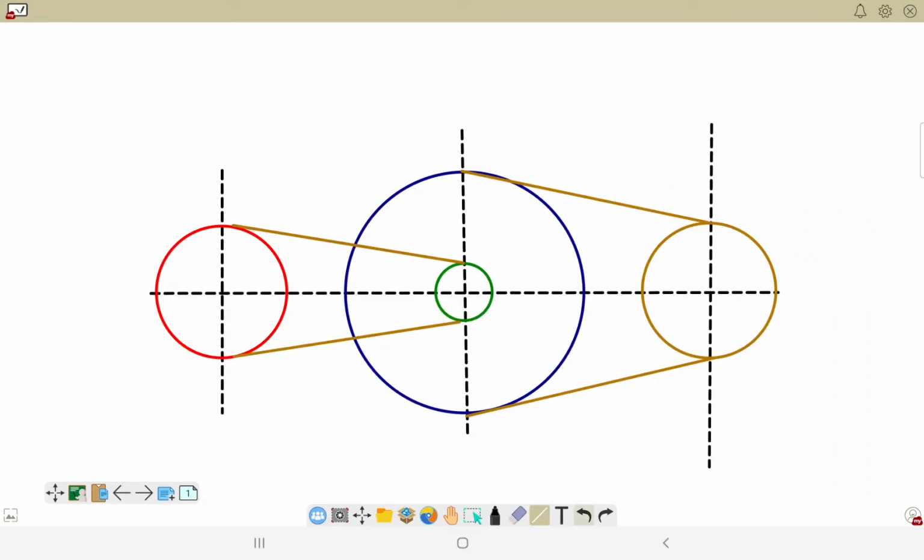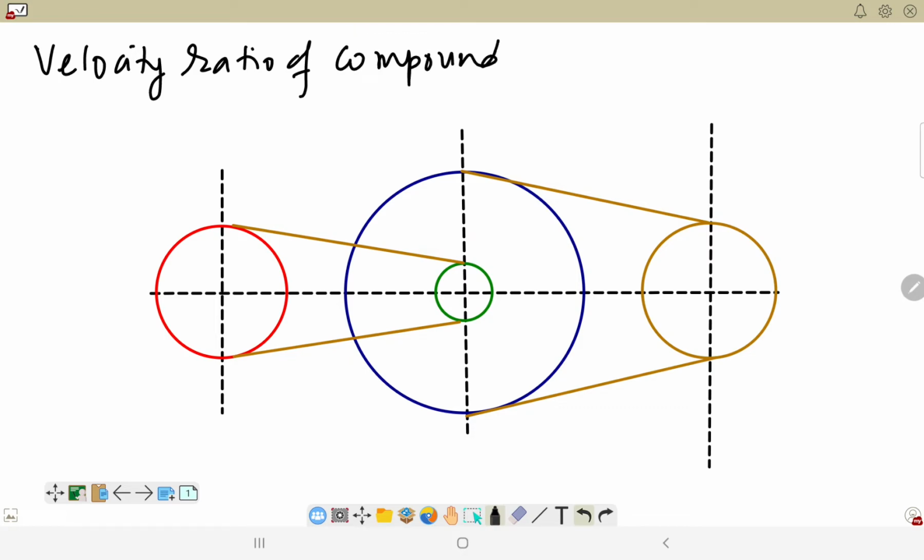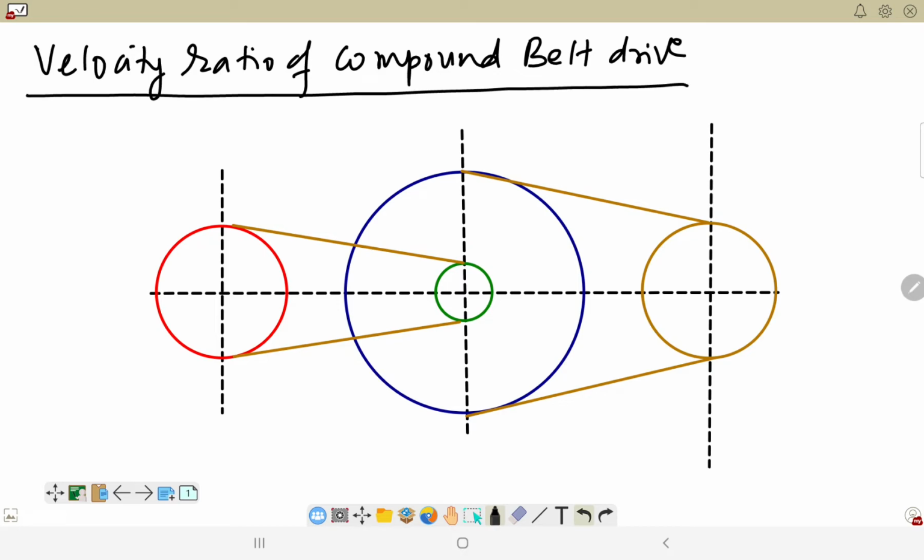I am Dr. Ashish Vikhar, and in this video lecture we will see how to determine the velocity ratio of a compound belt drive. This is what we want to learn here. For that purpose, we must understand the meaning of compound belt drive.